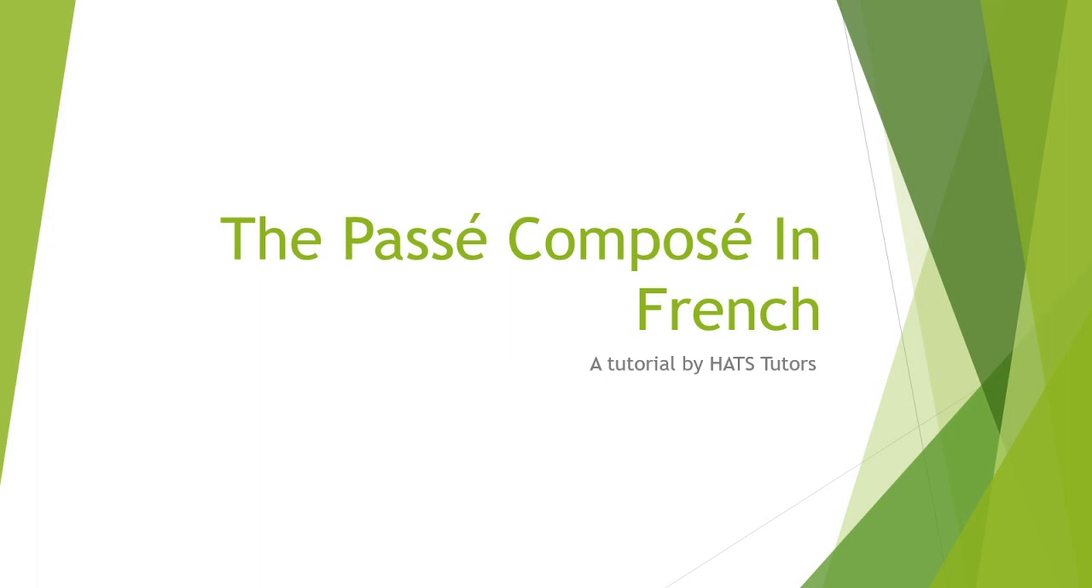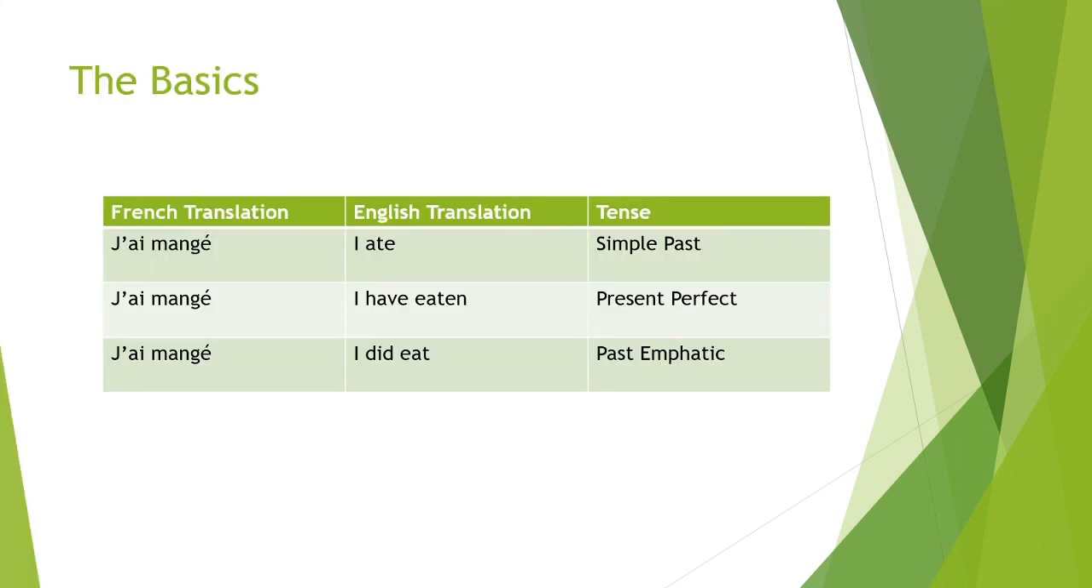Now this is a pretty important skill to have because it is used in French so often and it's so versatile. So starting off with the basics, you can see here the French translation for all these ways of saying you ate in the past is the same. In English, when you say I ate, I've eaten, I did eat, it's all translated to j'ai mangé in French.